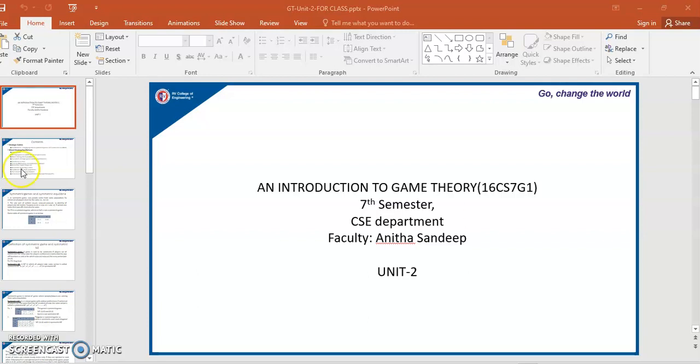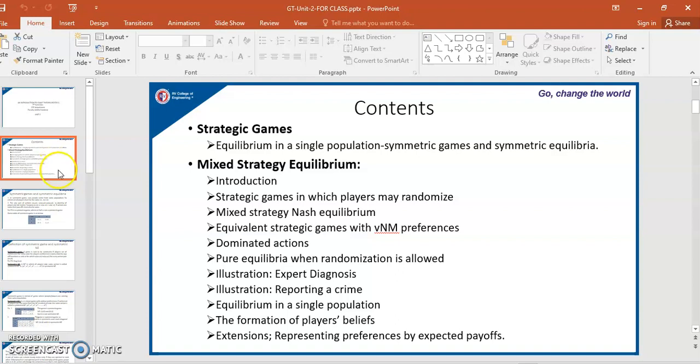Good morning students. Today we are going to start with unit 2. The contents are: we are going to study strategic games in which there is a single population, which are called symmetric games and symmetric Nash equilibria, and mixed strategy equilibrium introduction, strategic games in which the players will randomize, mixed strategy Nash equilibria, etc.